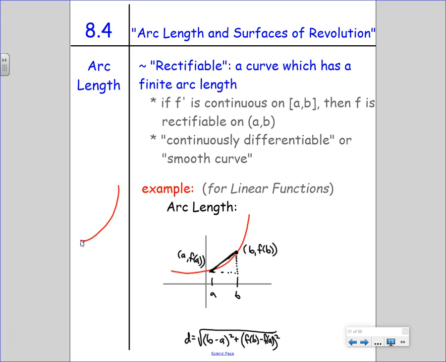and think about the A and B. So instead of thinking about the distance between A and B, maybe I should think about going on the tangent line instead. So if I go on the tangent line, then I could think about dy and dx. Instead of thinking about b minus a and f of b minus f of a, maybe I could think about dy and dx instead. And then maybe I can have dx, aka delta x, approach 0.